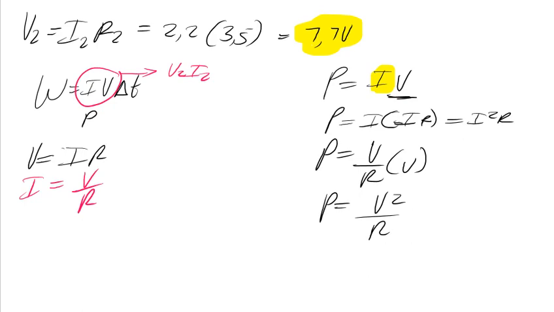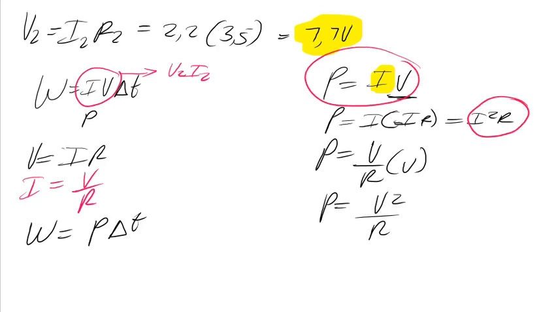So from our formula W equals P times change in t, we can substitute any of these. So you can substitute this one, this one, this one. You can substitute three times. It will depend on what you have.